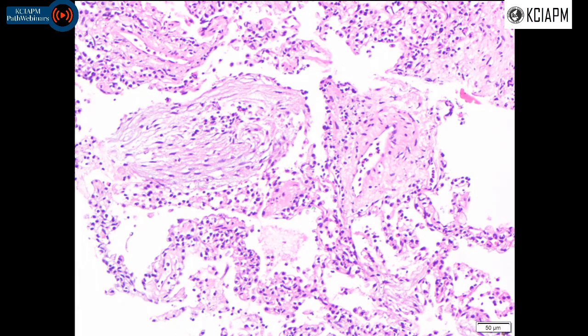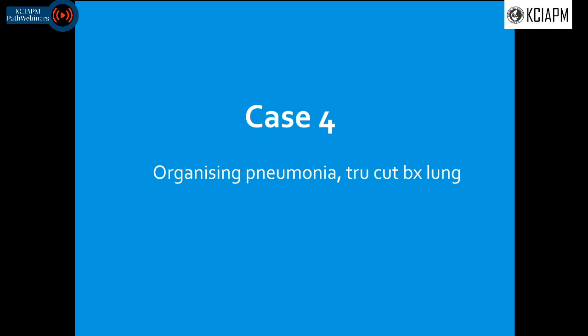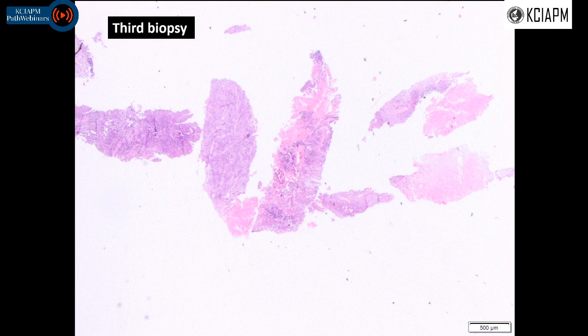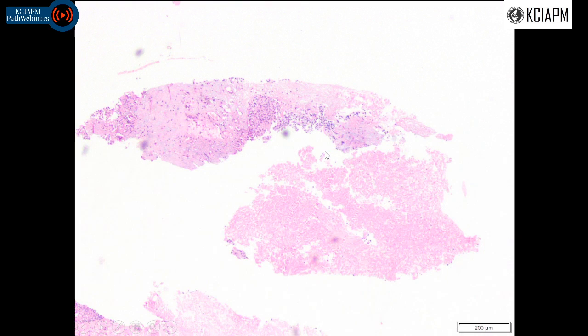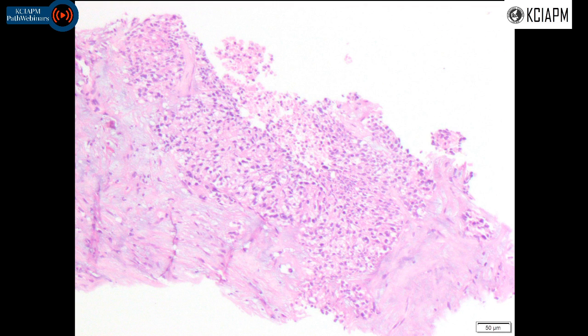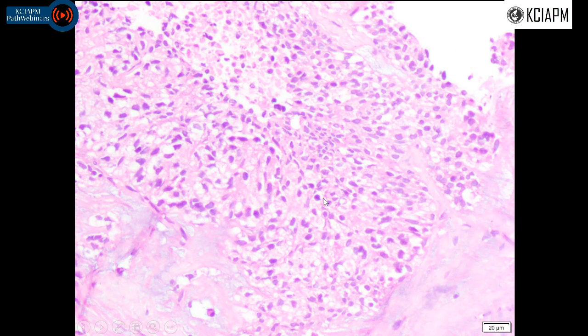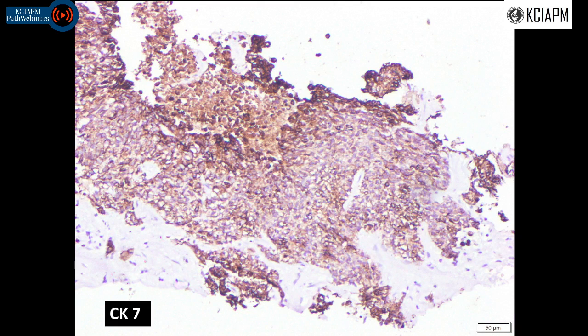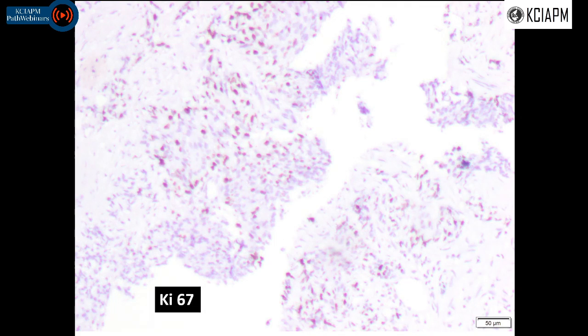So they went on to do a third biopsy, and the third biopsy showed small cores of tissue which were highly necrotic. So we knew that we were dealing with a tumor. These were small cellular foci, which on higher power showed them to be epithelial in nature. They're multi-layered, arranged in sheets, and CK7 was positive, proving it to be epithelial.